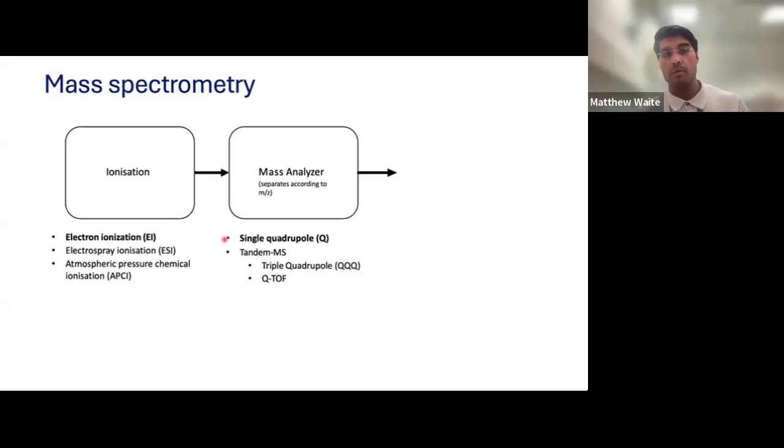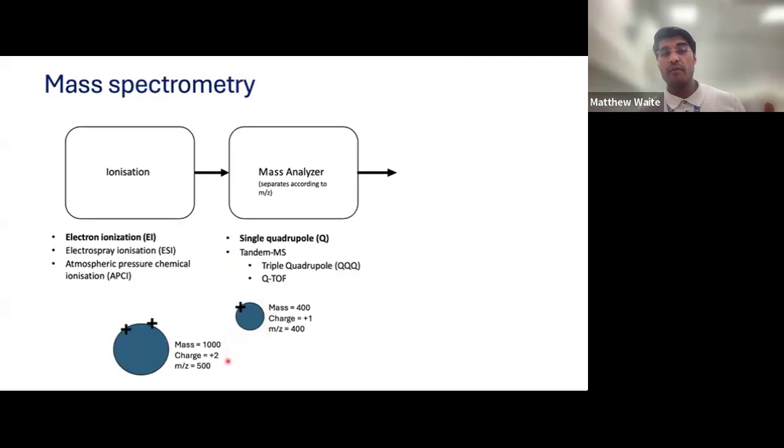And I use single quadrupole, but here are some other examples, and I'll just explain this. So once the molecule has undergone ionization, you can make lots of different molecules. For example, this molecule has a mass of 400 and a charge of +1. So it has a mass to charge ratio of 400. Molecule 2 has a mass of 1000 but a charge of +2.